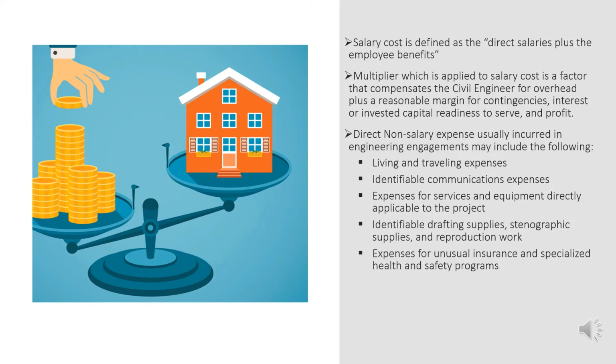Direct non-salary expenses usually incurred in an engineering engagement may include the following: living and traveling expenses, identifiable communication expenses, expenses for services and equipment directly applicable to the project, identifiable drafting supplies, stenographic supplies, and production work, expenses for usual insurance, and specialized health and safety programs.